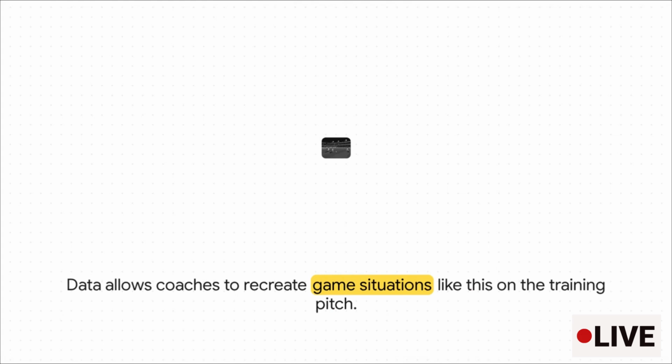The answer is right here, on the training pitch. This is where the data comes to life. Coaches use these insights to design specific drills that solve specific problems. For instance, if the data shows your team is vulnerable to crosses, you don't just stand there and shout, "Defend better." No way. You build a training session, just like this one, that recreates that exact game situation over and over and over until the solution is just muscle memory. The data doesn't just identify the problem, it shapes the solution.